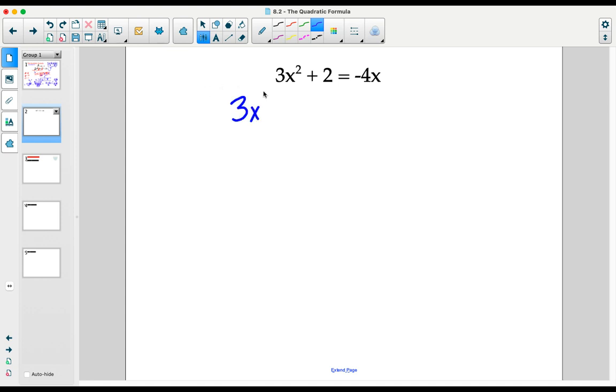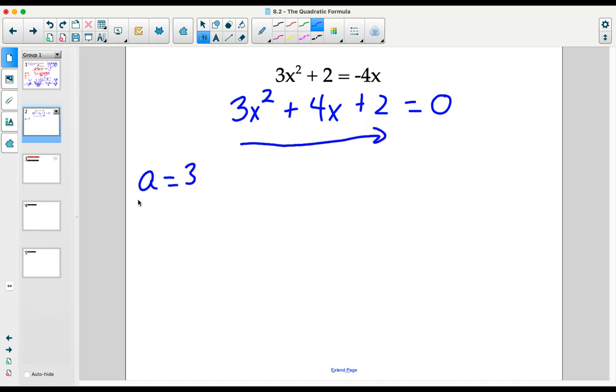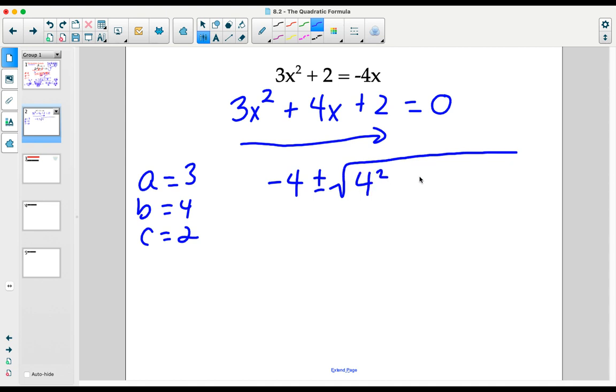We begin again by setting our equation equal to 0, writing the equation in standard form from highest power down to lowest power. We have values of a, b, and c as 3, 4, and 2. And we substitute those into the quadratic formula. Opposite of b, plus or minus the square root of b squared minus 4ac, and all of that over 2 times 3.